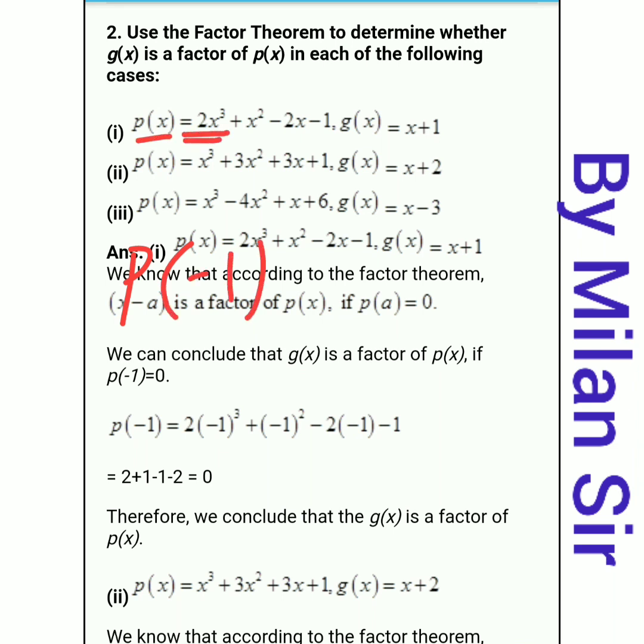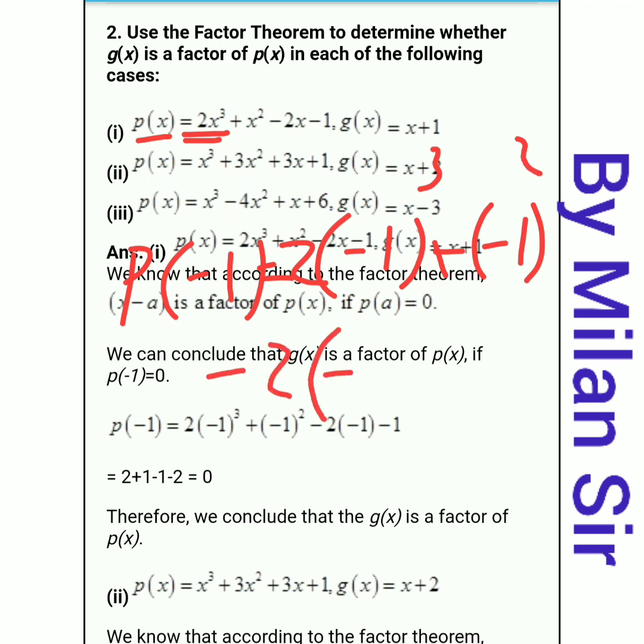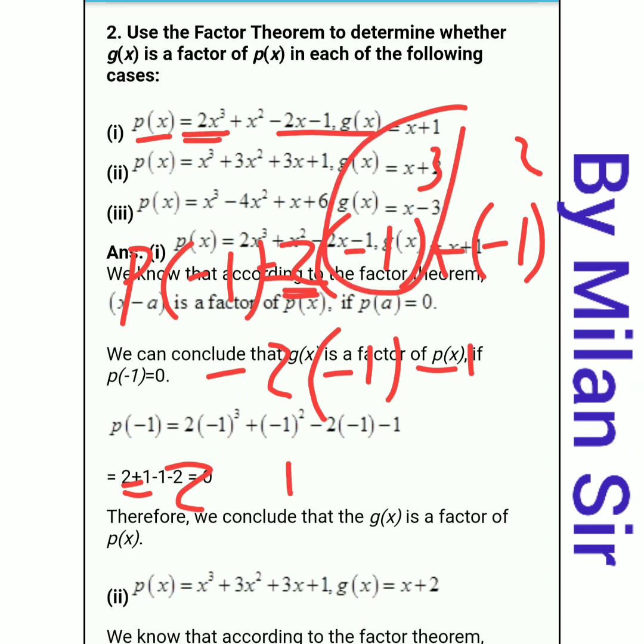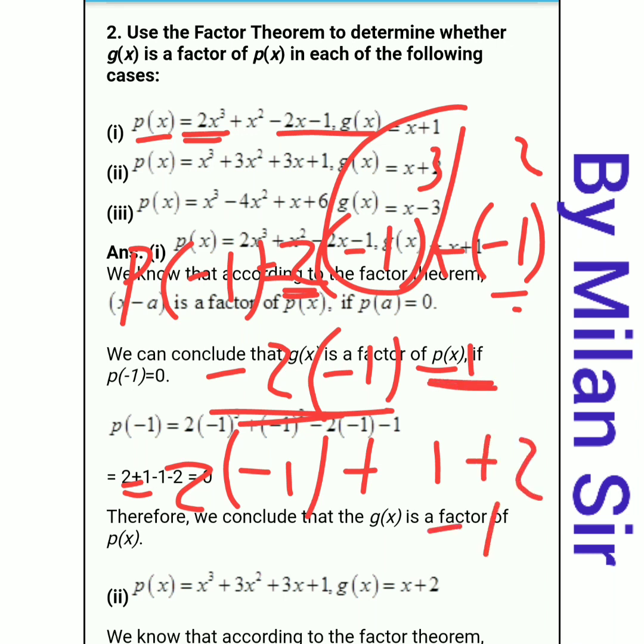Here 2x cube is 2 into x cube, so 2 into minus 1 cube, plus x square, so minus 1 square, then minus 2x, so minus 2 into minus 1, and again this minus 1 as it is. First of all, 2 as it is. Now minus 1 cube: 1 cube is 1, and minus cube is minus. Then plus sign is there. Here minus 1 square: 1 square is 1, and minus square becomes positive. Here minus minus is plus, 2 ones are 2, and at last minus 1 as it is.